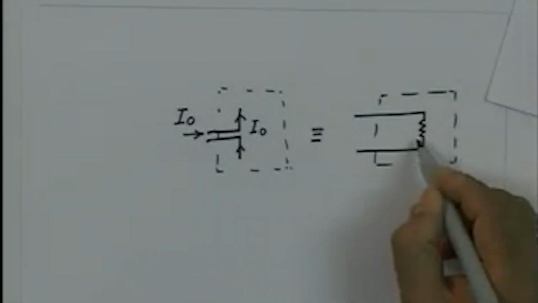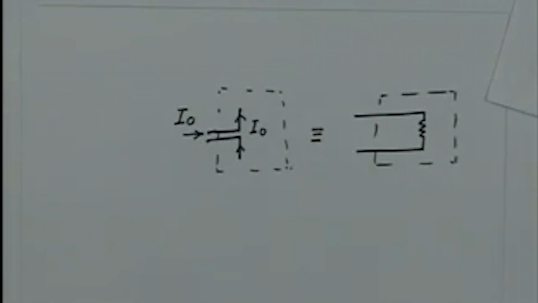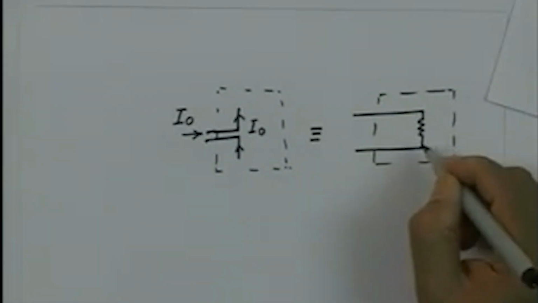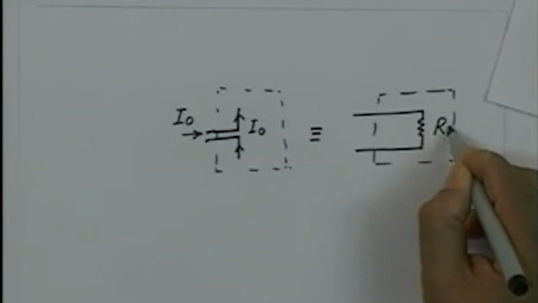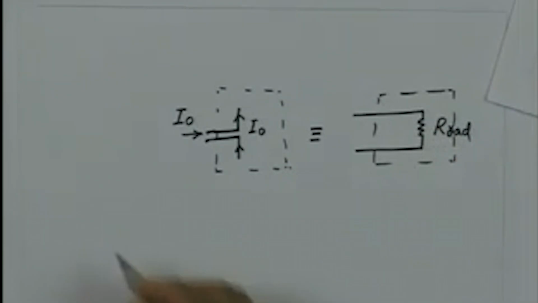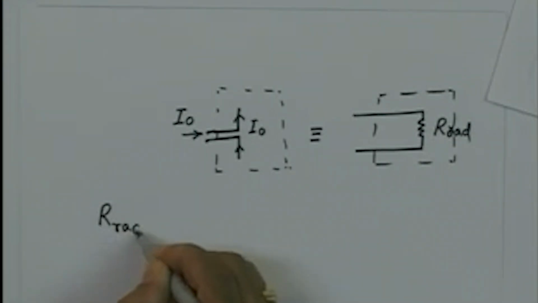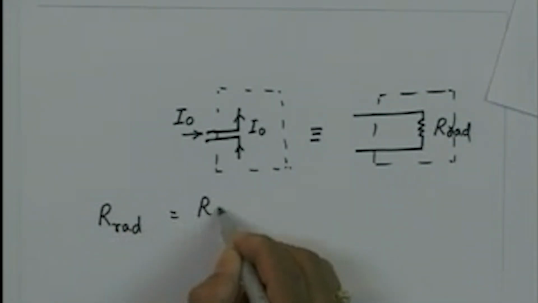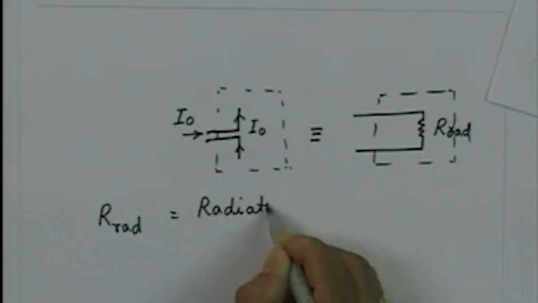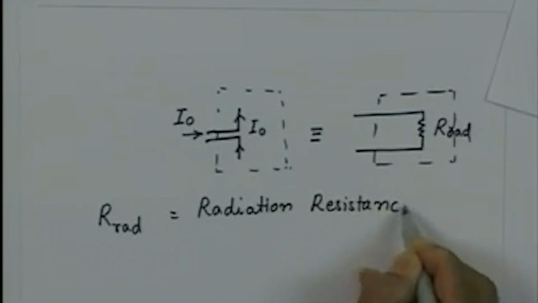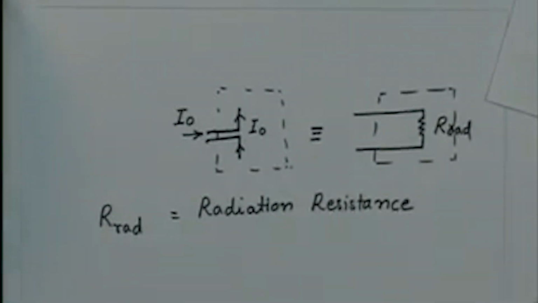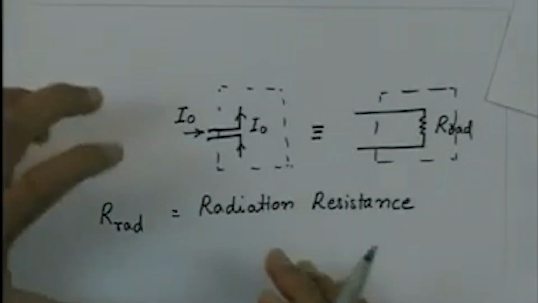So, since this resistance is related to the power radiated by the Hertz dipole, we call this resistance the radiation resistance of the dipole, and let us denote that by R radiation. So, this quantity R radiation is the radiation resistance of the Hertz dipole. If I see this dipole from the circuit point of view, then it is equivalent to this radiation resistance.